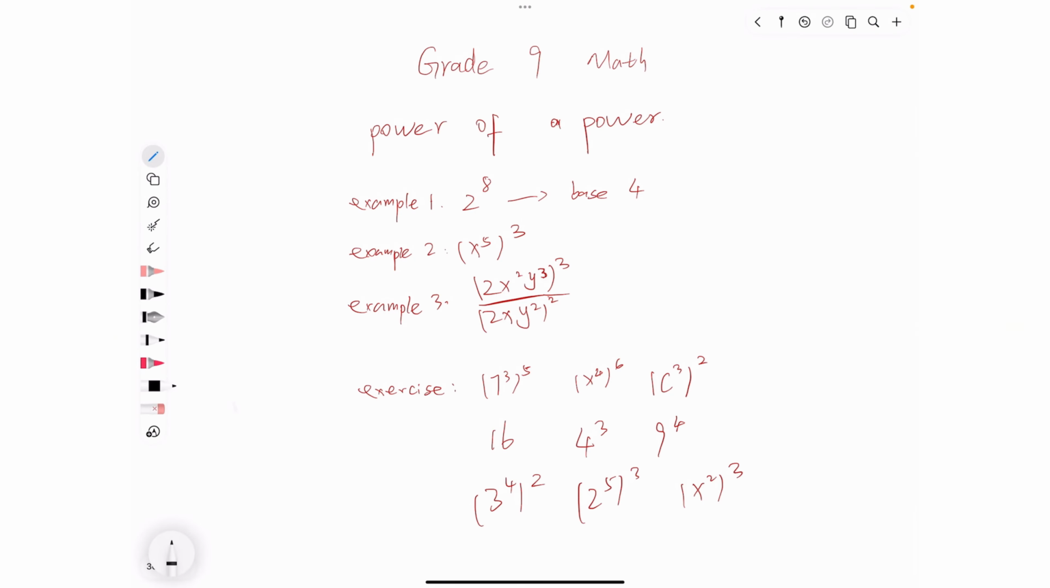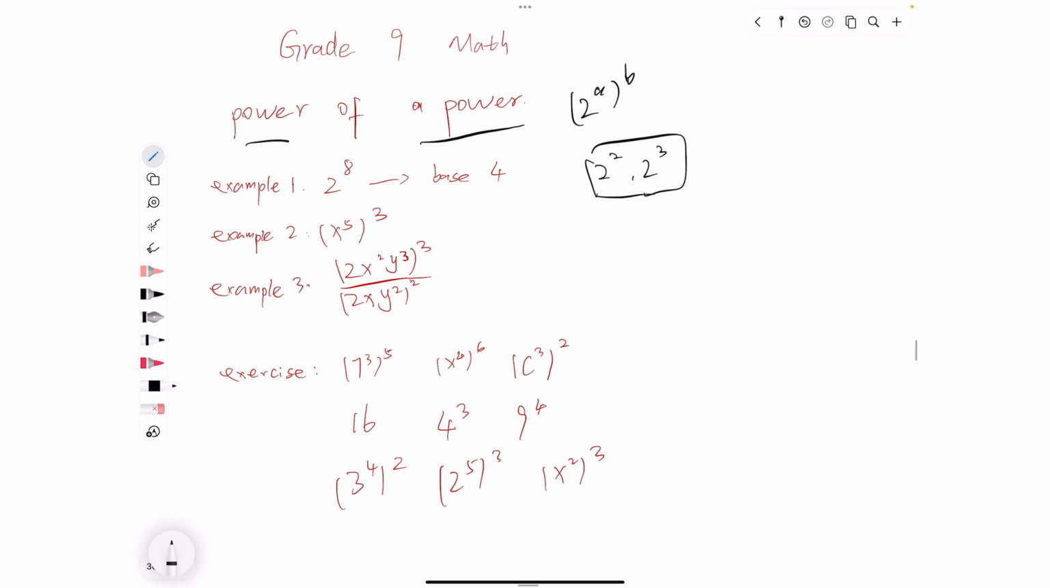In this video, I'm going to talk about grade 9 math, power of a power. That means something has a power and has another power on top. When we talk about the power, that means a number has an exponent, like 2 squared, 2 cubed, something like that. That's power. And then power of a power means the number already has a power and it has another power.